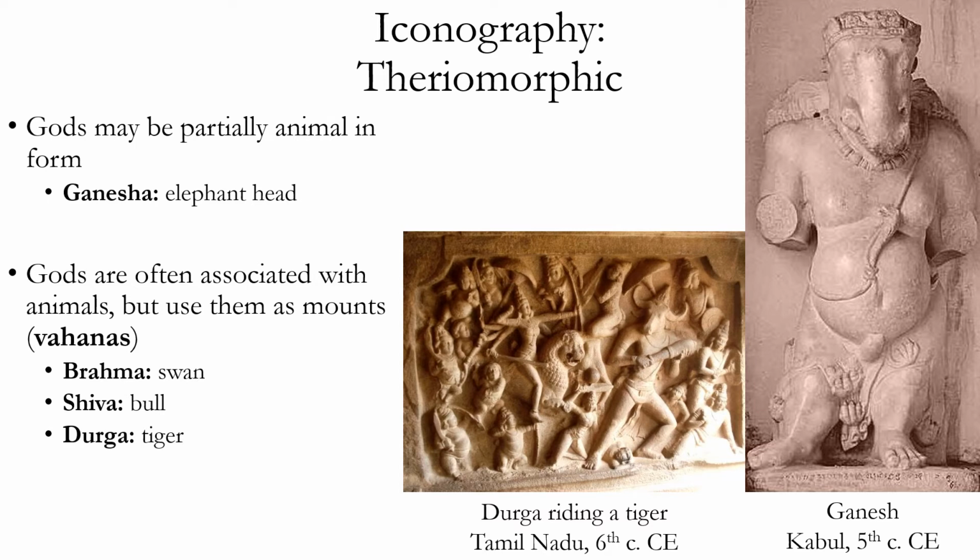of a bull. So it's possible that originally the animals themselves were used as symbols of the gods or goddesses, but at least at a certain point, the gods would be depicted as riding the animals. For example, Brahma, the god of creation, rides a swan, and Shiva rides a bull.